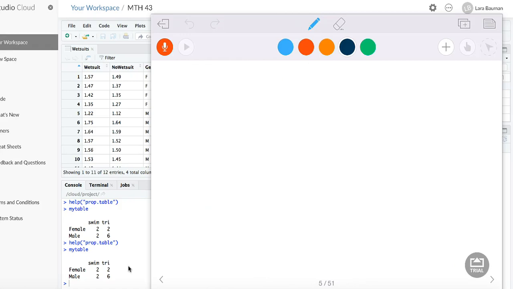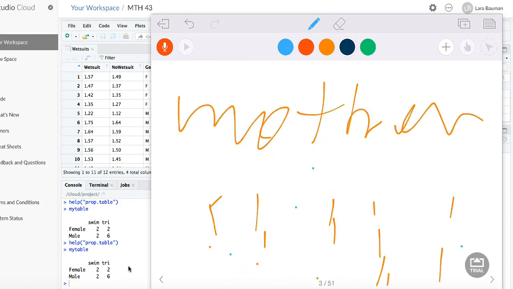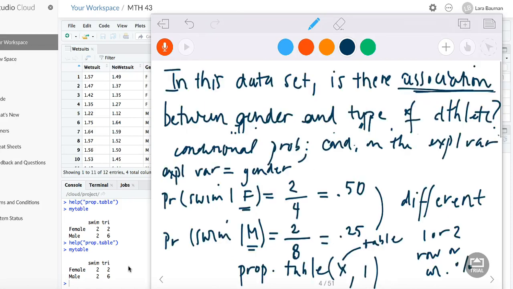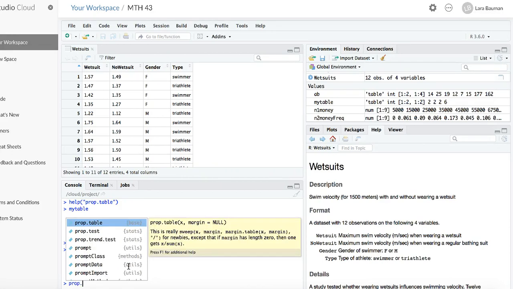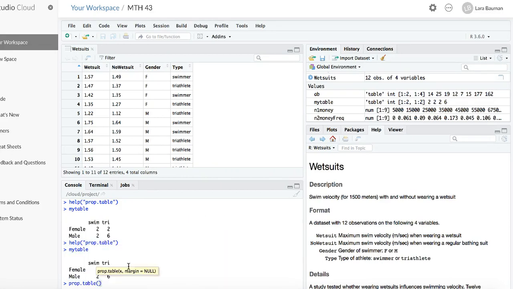And what they mean by row or column percentages is: are you conditioning on the row or are you conditioning on the column? So which ones do we want? Well, let's try it and see. If we do prop.table of my table and we put in 1, we get something that looks like that. And if we do prop.table on my table and put in the 2, we get something that looks like that. So the first one, we put in a 1 here, and we got these probabilities. And the second one, we put in a 2, so we got these probabilities.